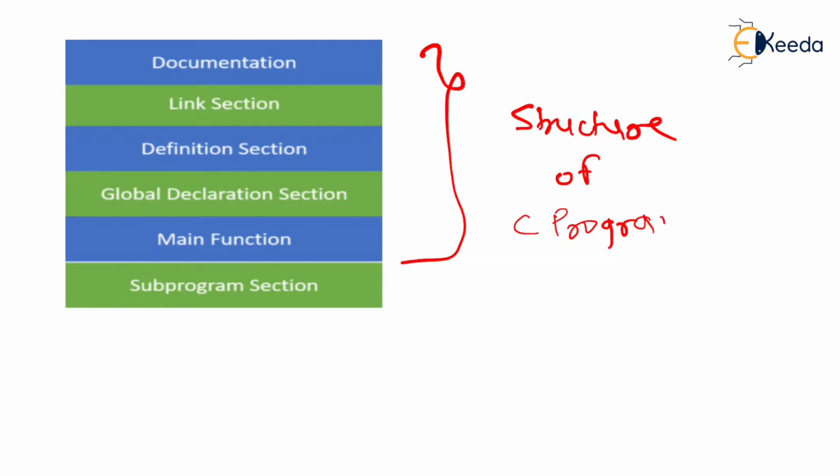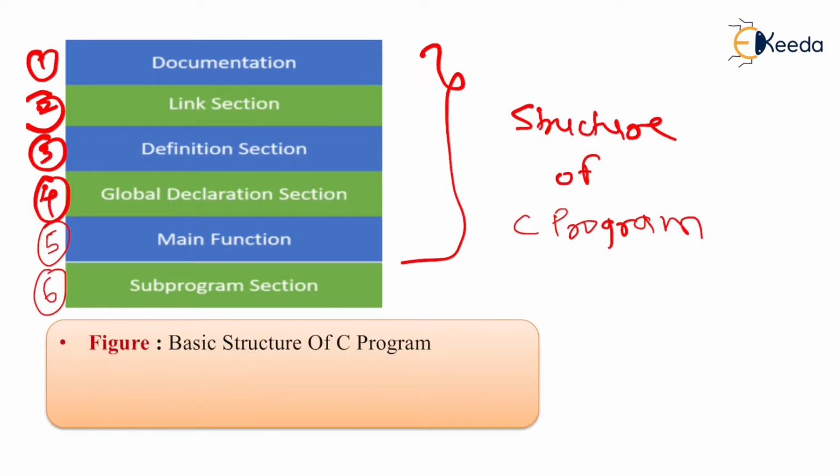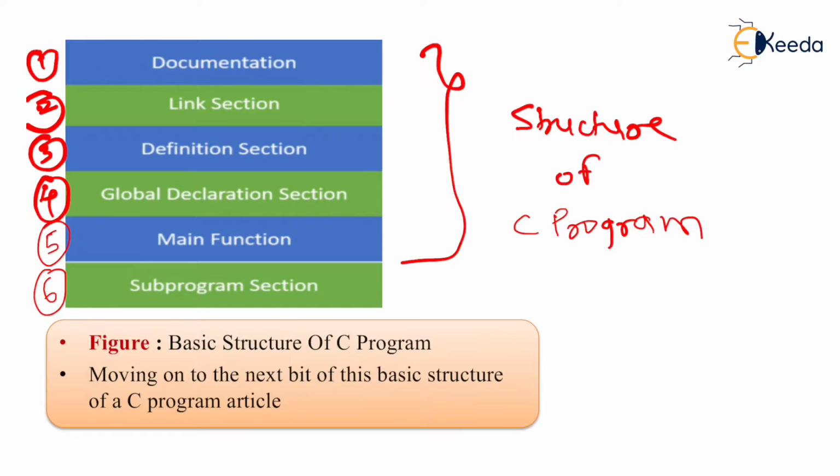The first block explains the documentation. The second block explains the link section. The third is the definition section. Then the fourth is the global section. Fifth is the main function and sixth is the subprogram section. This figure is for the basic structure of a C program.